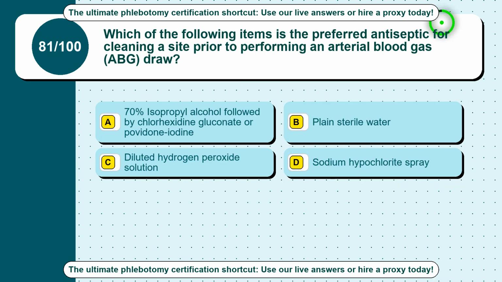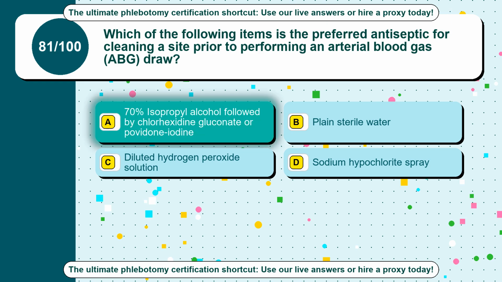Question 81. Which of the following items is the preferred antiseptic for cleaning a site prior to performing an arterial blood gas (ABG) draw? Option A, 70% isopropyl alcohol followed by chlorhexidine gluconate or povidone iodine. Option B, plain sterile water. Option C, diluted hydrogen peroxide solution. Option D, sodium hypochlorite spray.